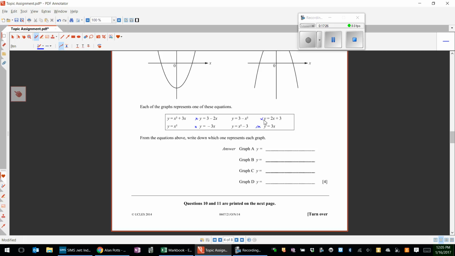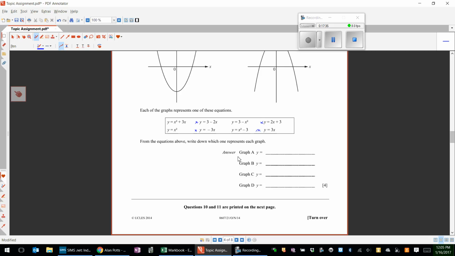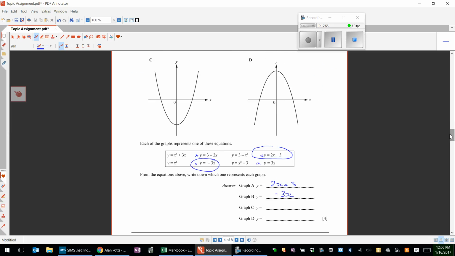So if we look at the first one, it has to have positive m, positive c. So actually, it has to be this one. So graph A has to be 2x + 3. And the other one has to have a plus 0, and the only one with that is this one. So B has to be -3x. Is that right? Am I going the right way around? B. Okay. The other two we have looked at because we did quadratics at the beginning. This must be an x squared. This one, because it's upside down, must be a minus x squared.